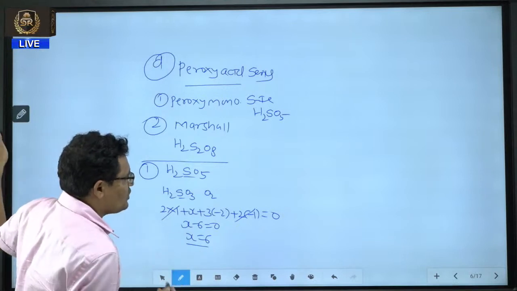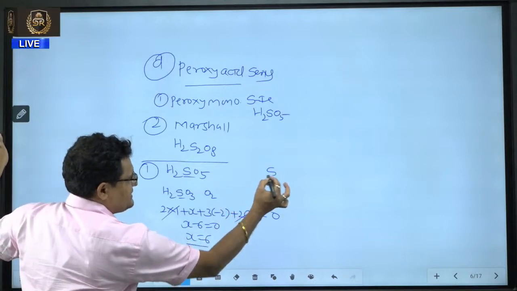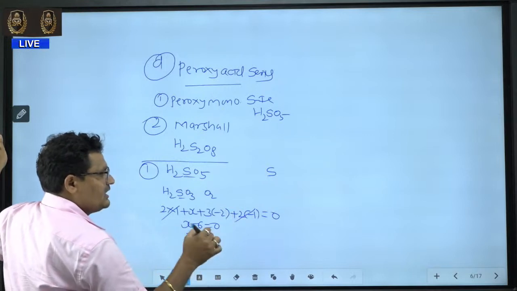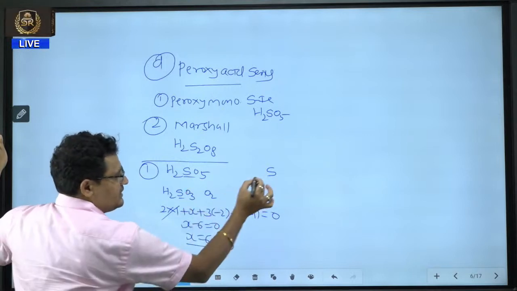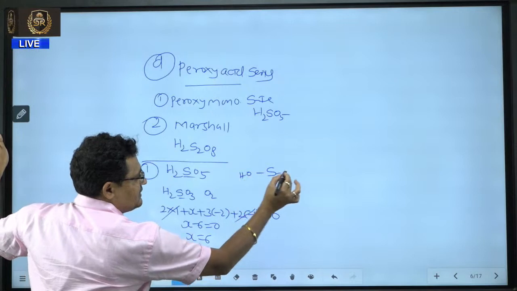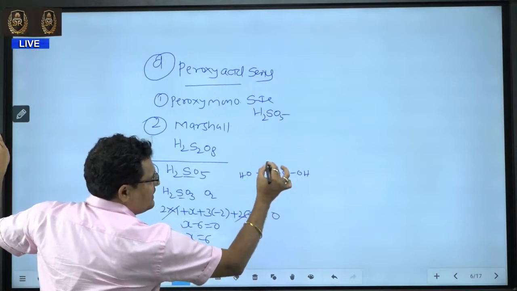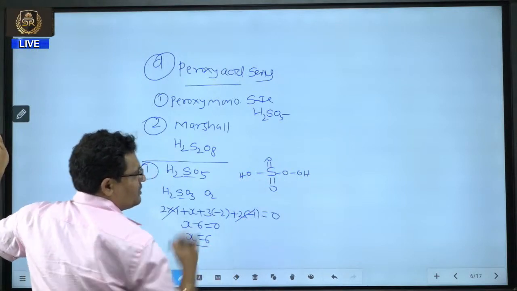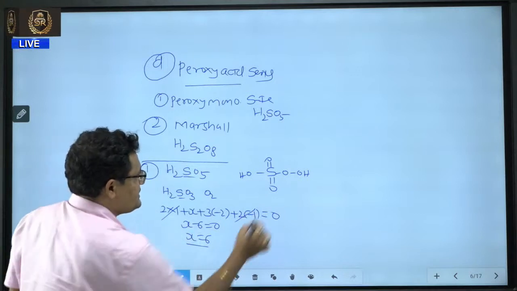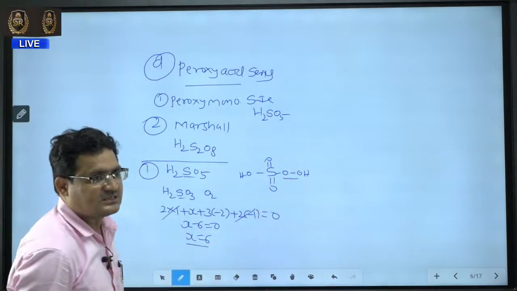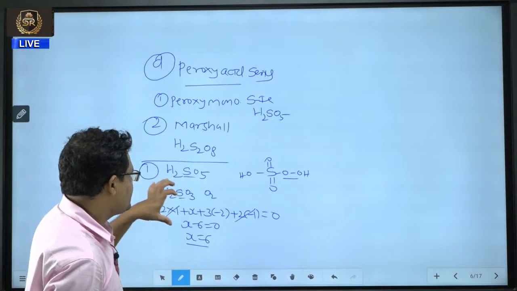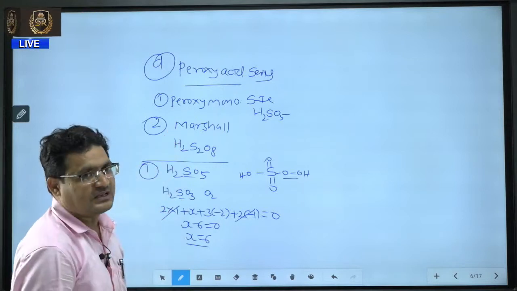So how to draw the structure? Yes, we already told, each sulfur contains 2 OH. So this is one OH, this is another OH. Double bond O, double bond O. This is the peroxy bond. Peroxy bonds are present in this peroxymonosulfuric acid.